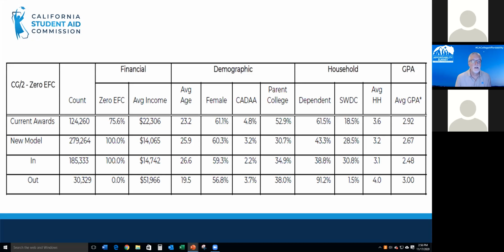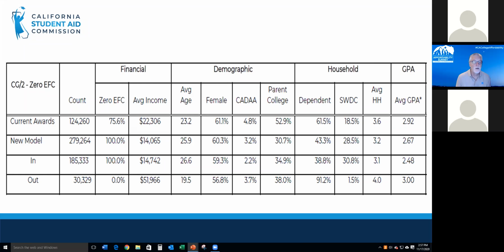This analysis here shows you the distribution of what changes when we move from income and asset ceilings to using EFC as the cutoff. So for community college students, currently you've got 124,260 awards. You can see what percentage of them are at 0 EFC. You can see their average income, their average age, various demographic cuts.